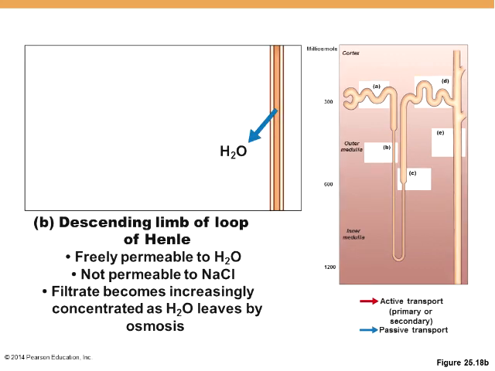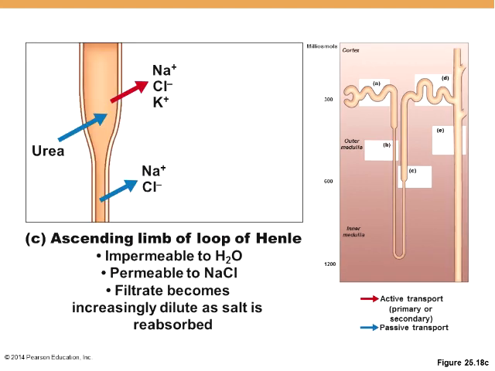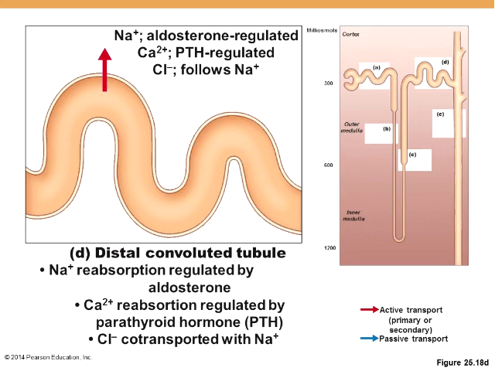In the B area, we're seeing the descending loop of Henle. It's freely permeable to water. It's not permeable to sodium chloride. Its filtrate becomes increasingly concentrated as the water leaves by osmosis. So that's what happens there. In the ascending loop of Henle, it's impermeable to water, like we've talked about before. It's permeable to sodium chloride. The filtrate becomes increasingly dilute as sodium chloride is reabsorbed here.